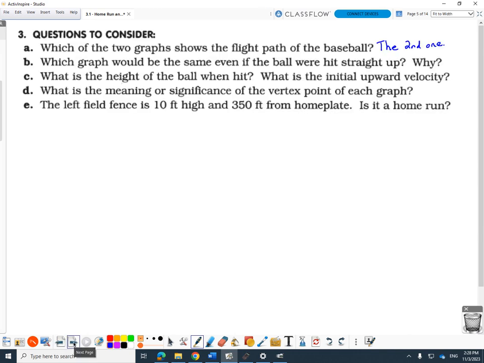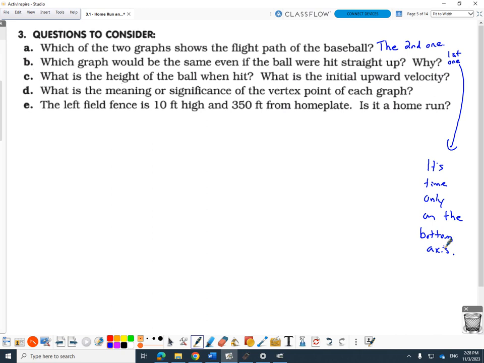What graph would be the same even if the ball were hit straight up? The first one. It's only based on time. So it looks the same whether the ball was hit out of the park or just straight up and down. Have you ever seen a fly ball that goes straight up in the air and the catcher catches it? That first graph would look the same. It still goes up and comes back down.